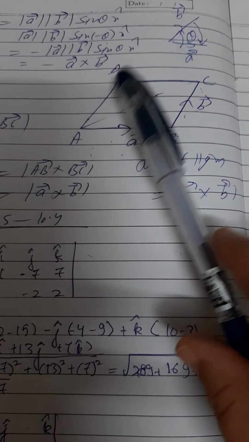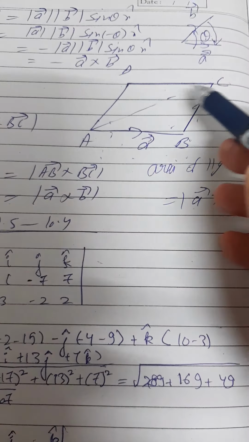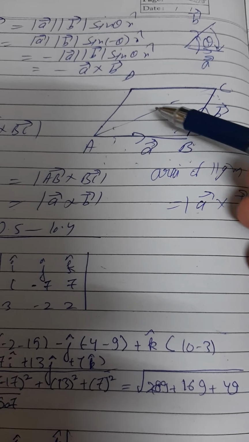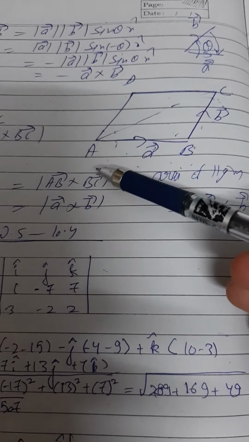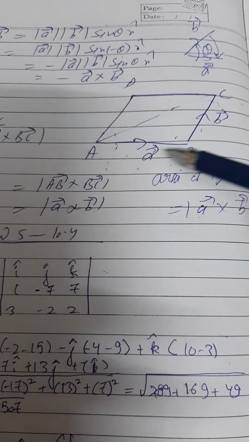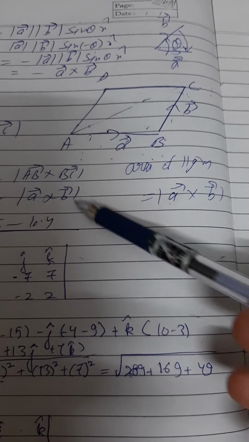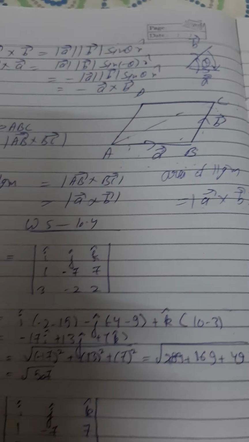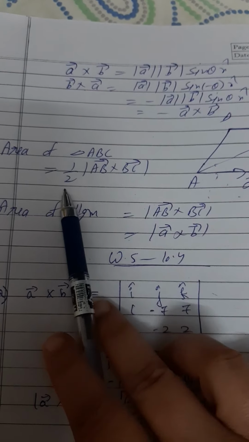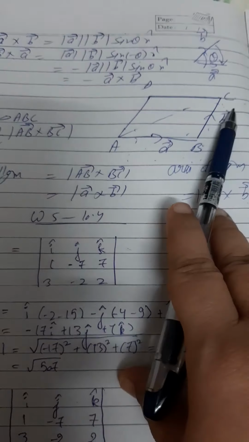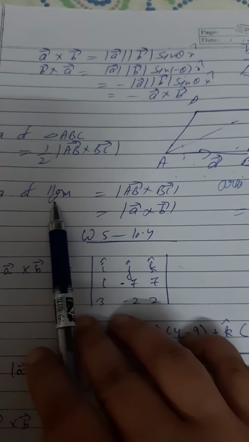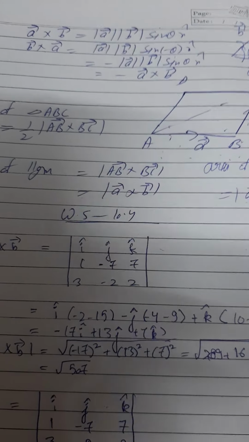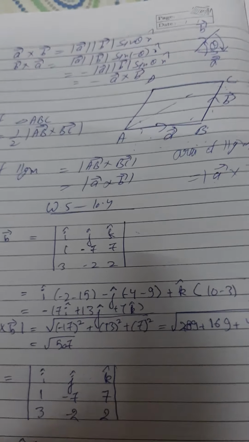Now if ABCD is a parallelogram and we join the diagonal, in 9th class we have studied that the diagonal of a parallelogram divides it into two parts of equal area. It means area of triangle ABC is equal to half of the parallelogram. It means the area of triangle is equal to half of magnitude of A cross B. Okay, so area of triangle is half of magnitude of AB cross BC, and area of parallelogram is magnitude of AB cross BC. Okay, this is our today's topic.